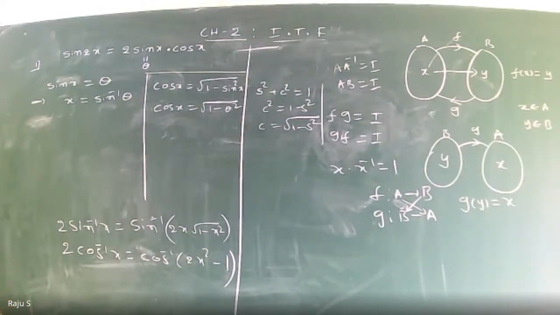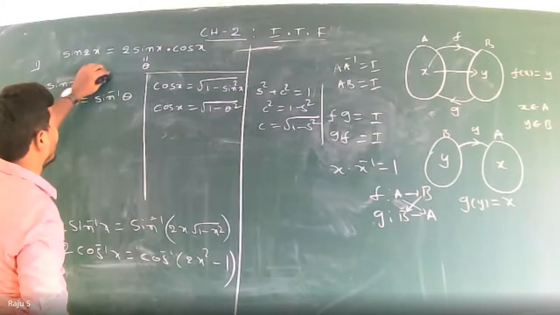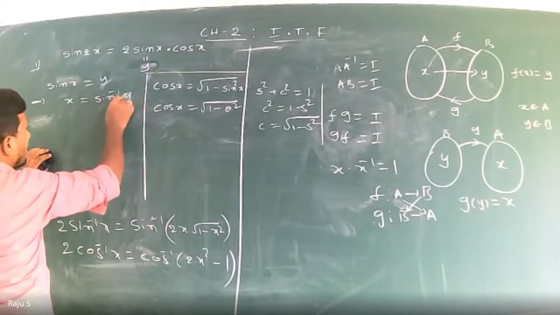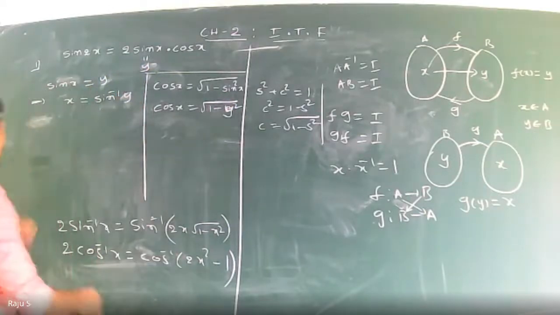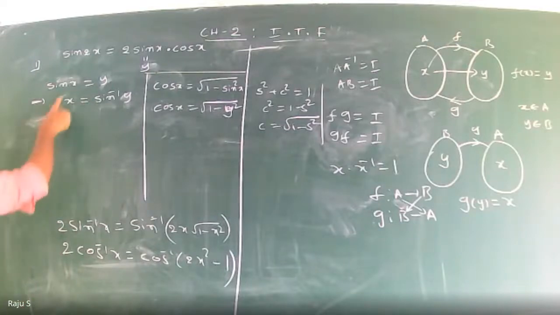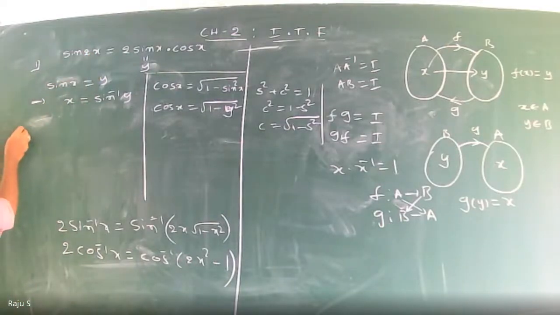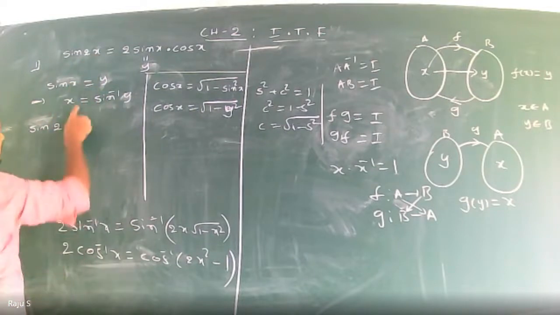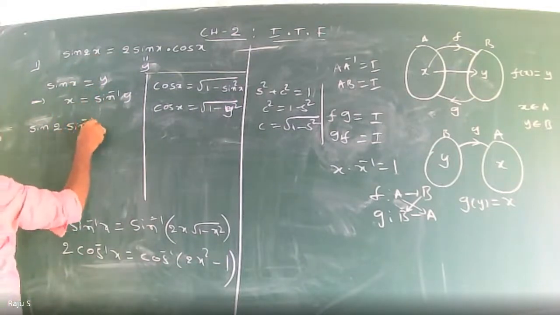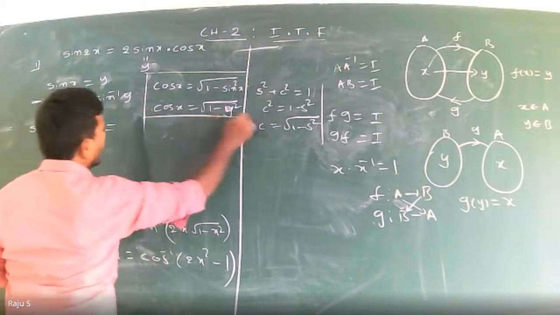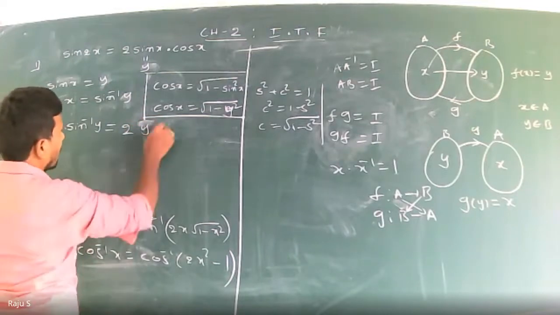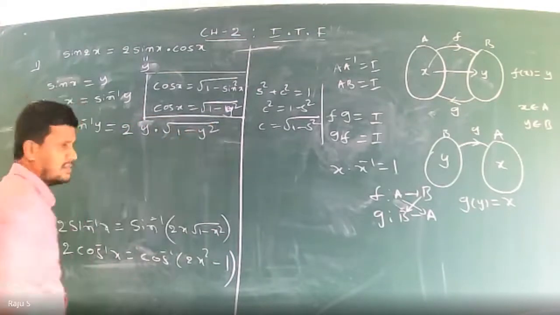Instead of theta, it's better you take y. Now substitute all values here. Sine of 2 into what is the x value? The x value is sine inverse y. This is equal to the right side, 2 sin x. Sin x is nothing but y. What is cos x? Cos x is root over 1 minus y square. Am I right?